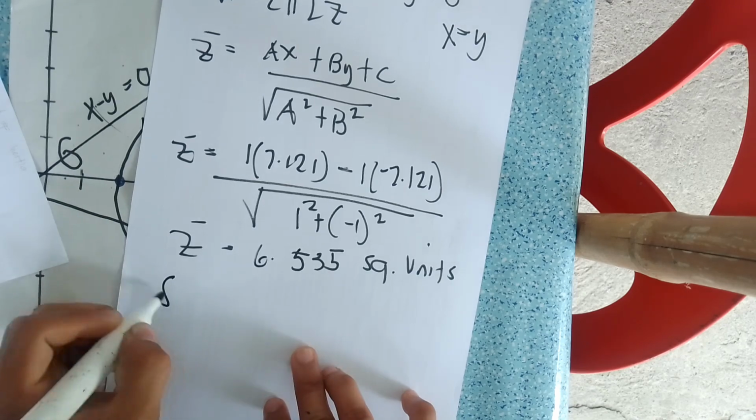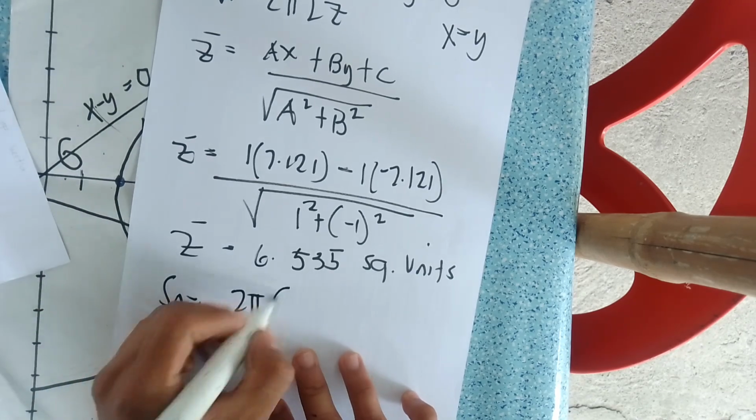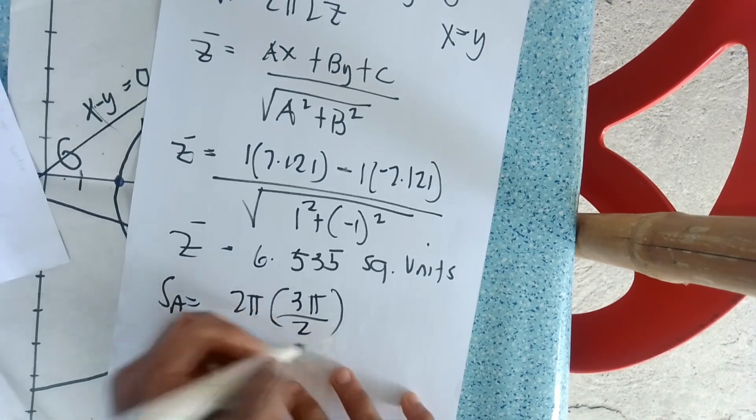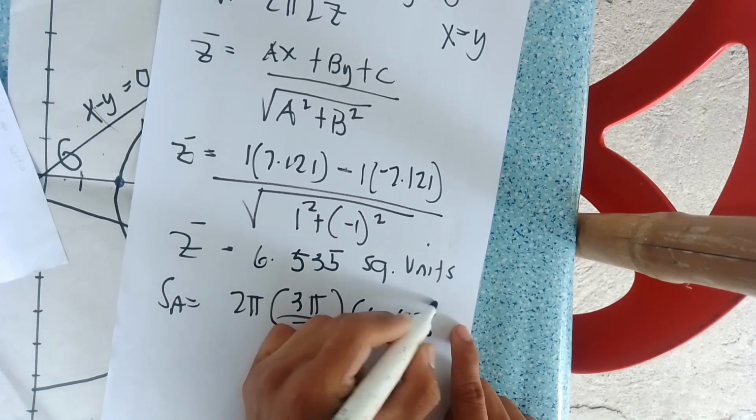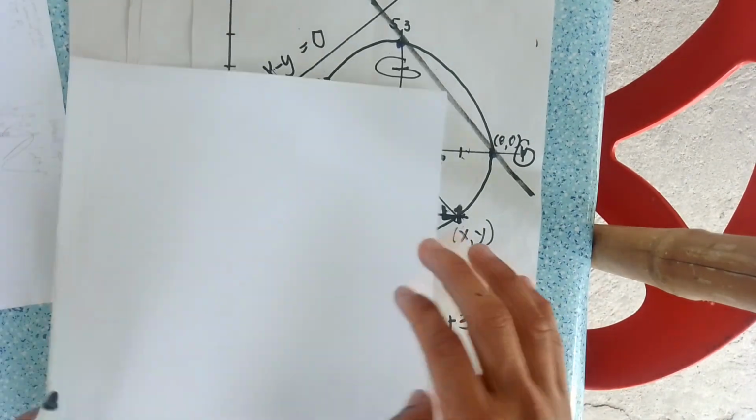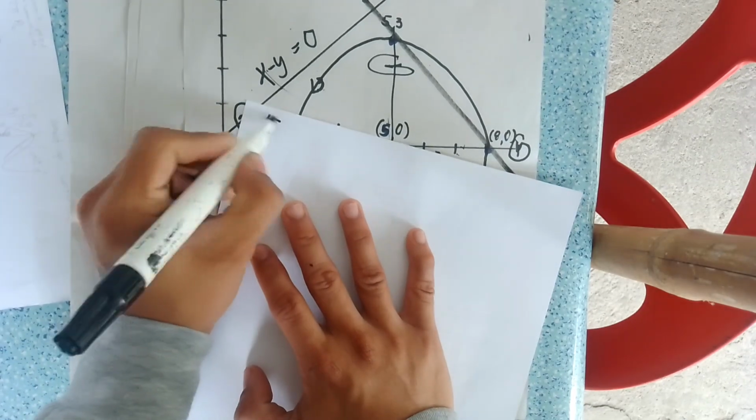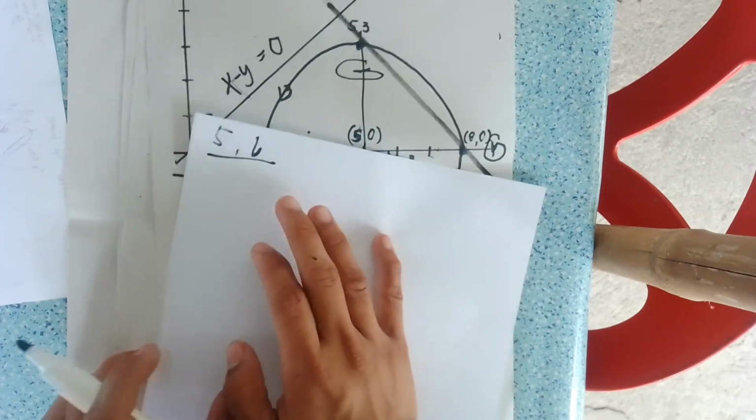So SA is 2 pi times 3 pi over 2. This is the arc length, times 6.535. So for the last ones, for 5 and 6, you have a choice.